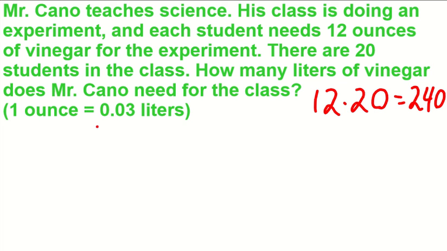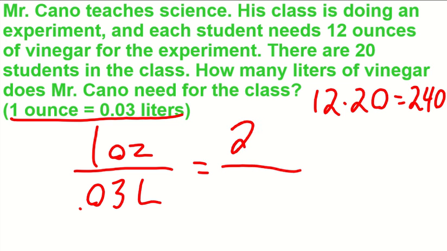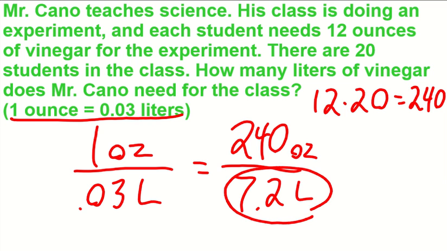So now we take what they give us here and we make that half our proportion. As I said, the 240 was ounces. So the 240 is going on top. So we got 240 times the 0.03. And then, divide by 1, so the 7.2 liters comes from.